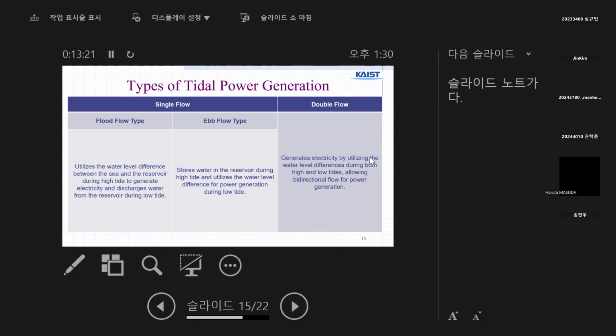The next one is the double flow. It's a little bit different. It generates electricity by utilizing the water level differences at both high tide and low tide. It's the double wave.